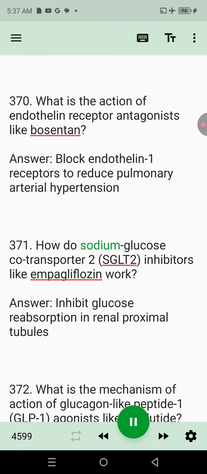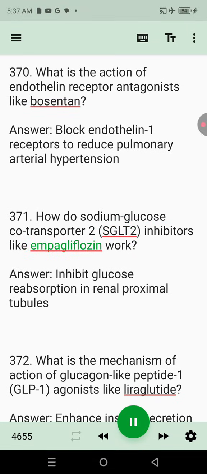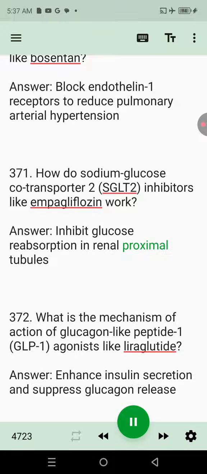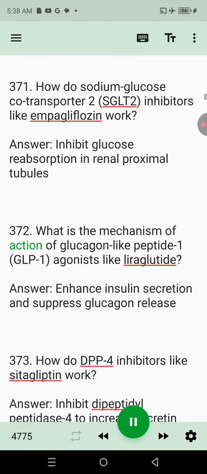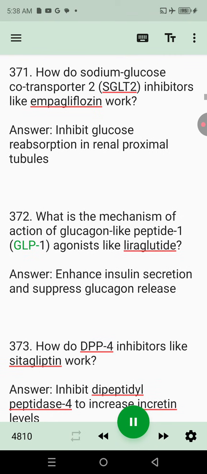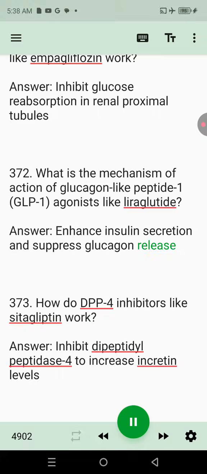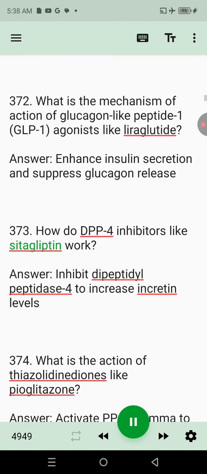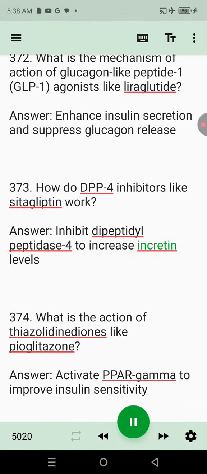371. How do sodium glucose co-transporter 2, SGLT2, inhibitors like empagliflozin work? Answer: inhibit glucose reabsorption in renal proximal tubules. 372. What is the mechanism of action of glucagon-like peptide-1, GLP-1, agonists like liraglutide? Answer: enhance insulin secretion and suppress glucagon release. 373. How do DPP-4 inhibitors like sitagliptin work? Answer: inhibit dipeptidyl peptidase 4 to increase incretin levels.